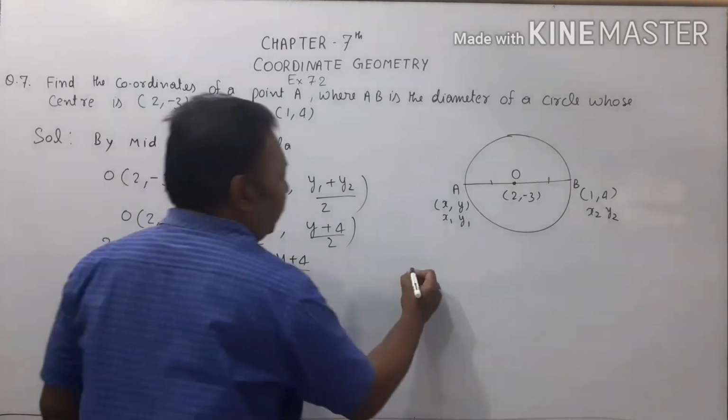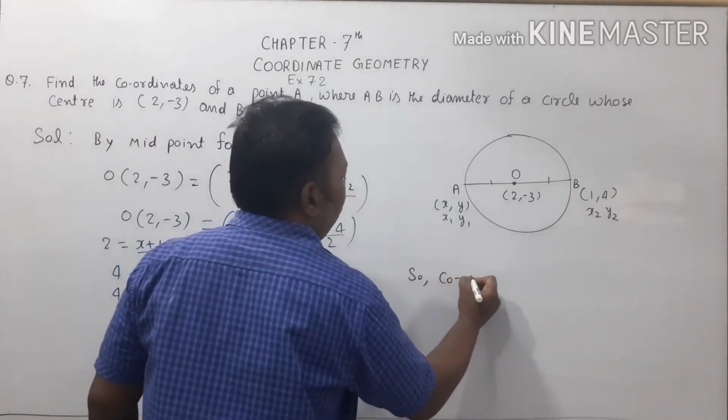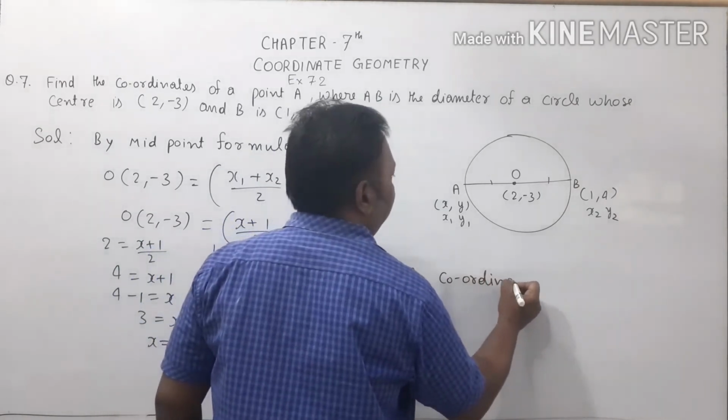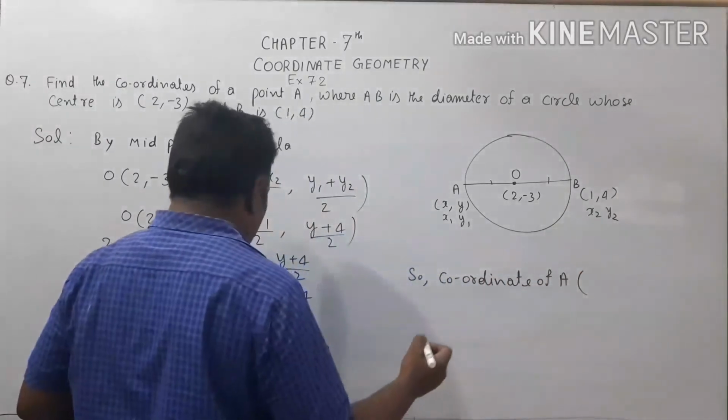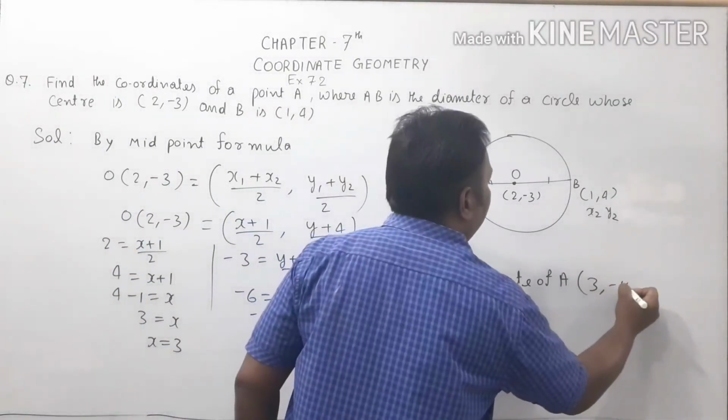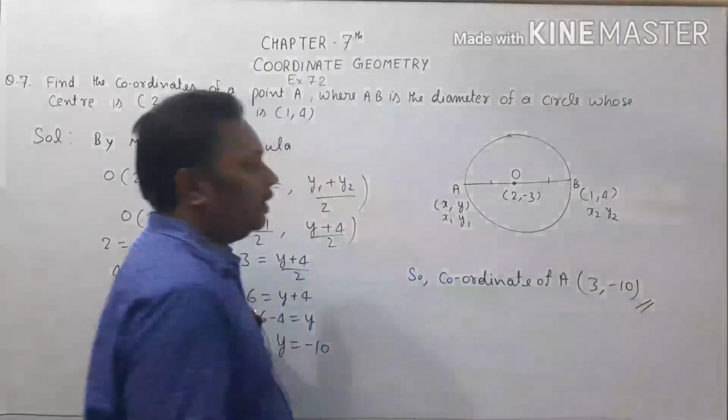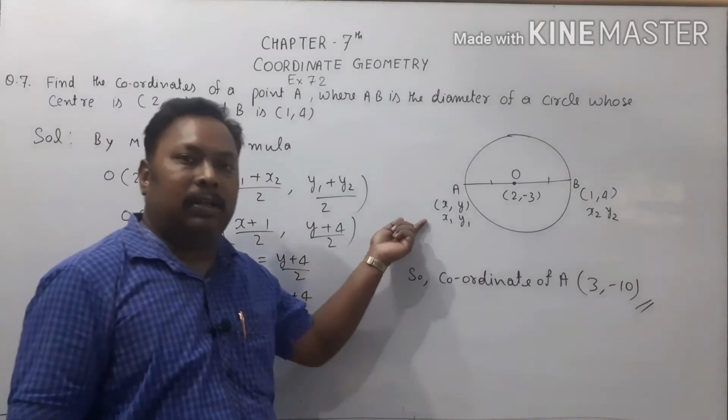So the coordinate of A is (3, -10). (3, -10) is the coordinate of point A.